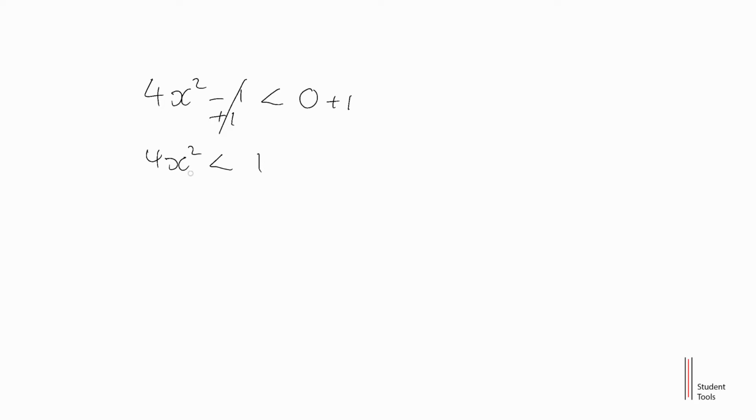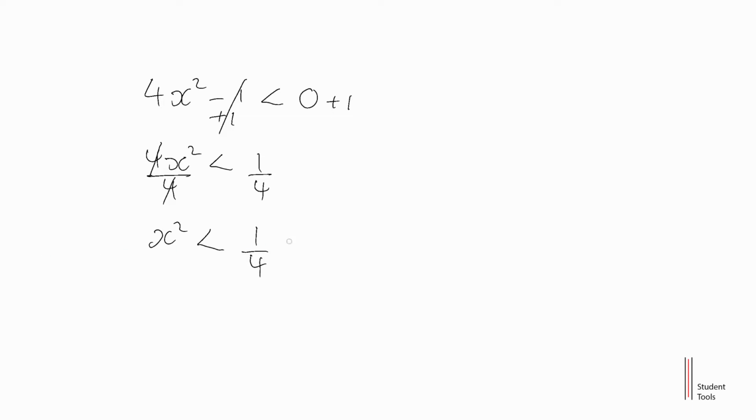And then we'll divide by 4 on both sides to get rid of the 4. So also divide by 4 here. This will cancel that, such that we will have x squared less than 1 over 4.